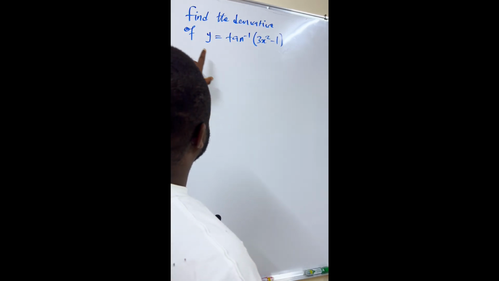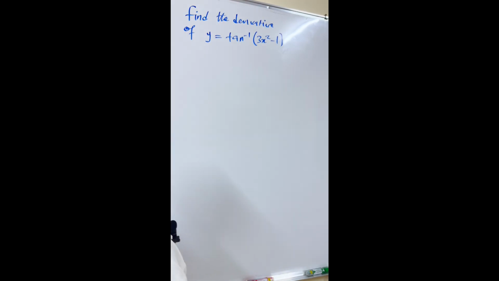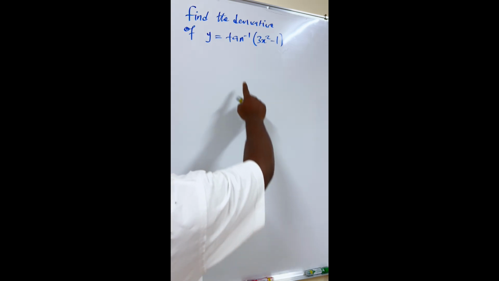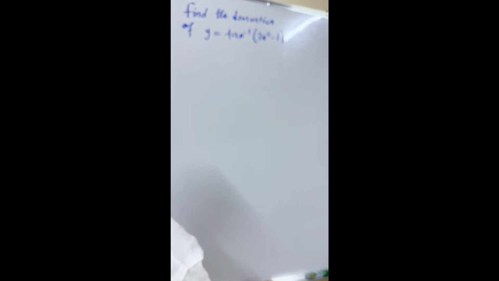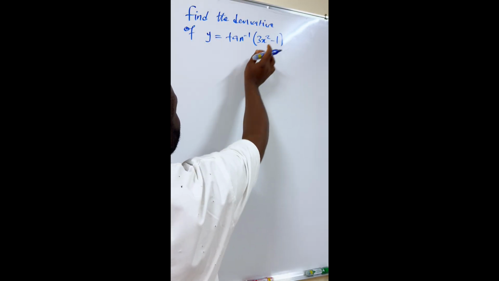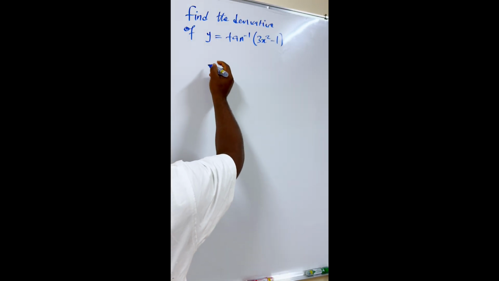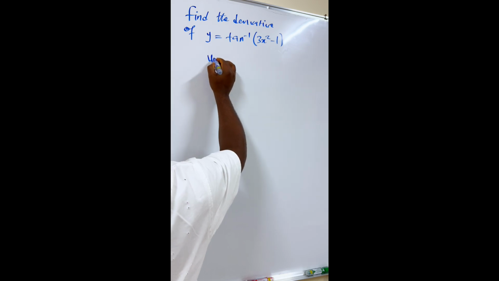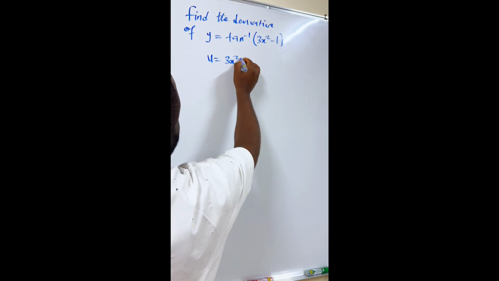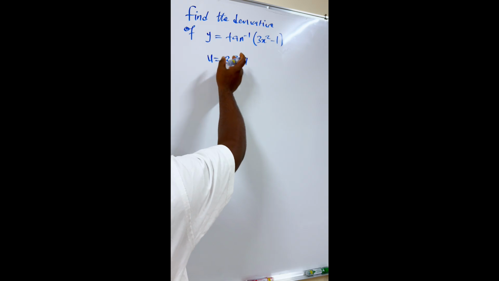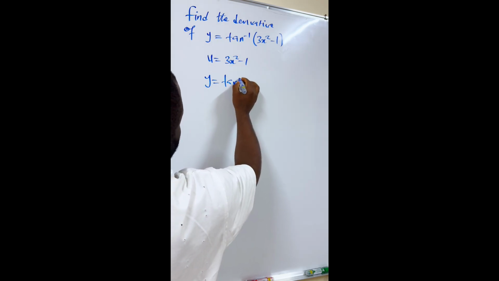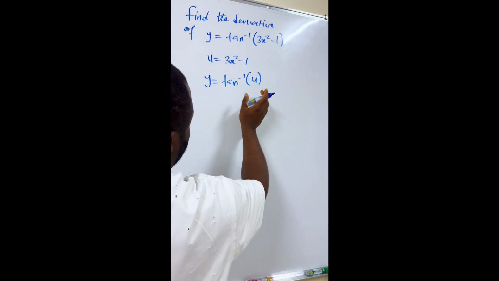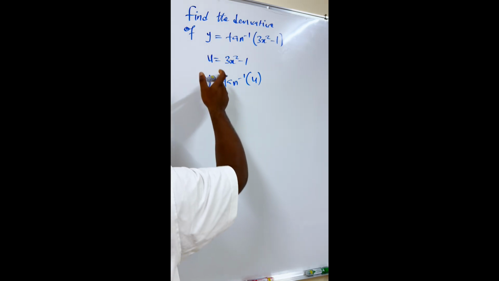Find the derivative of this inverse trigonometry and quadratic. So the first thing you need to do is, of course, give this quadratic a variable. So I can say u equals 3x squared minus 1, right? So I'll now say y will now be tan inverse of u. Okay, so definitely we have two functions.